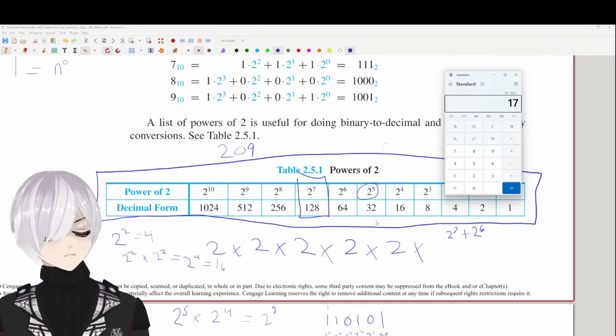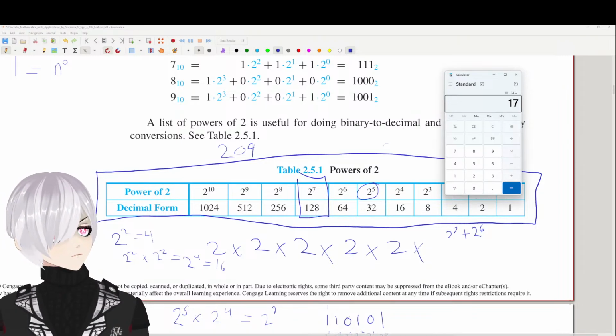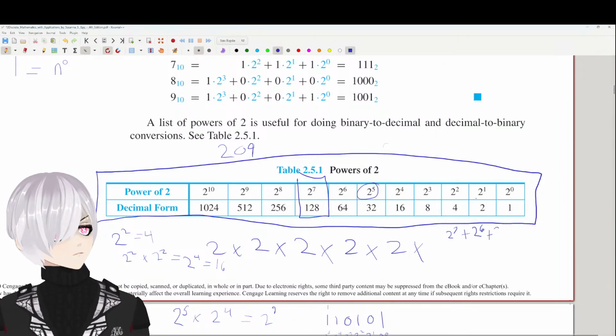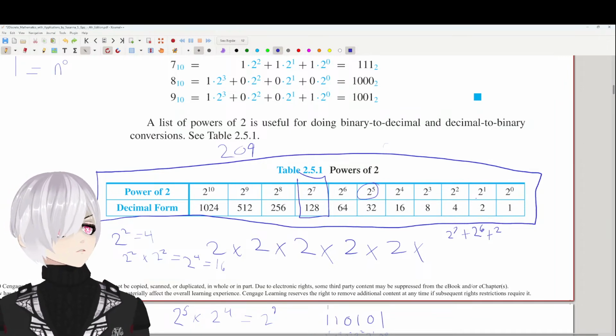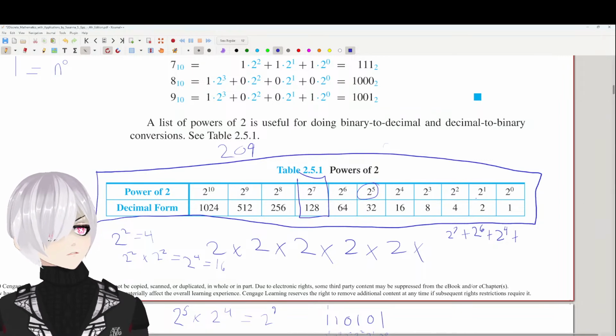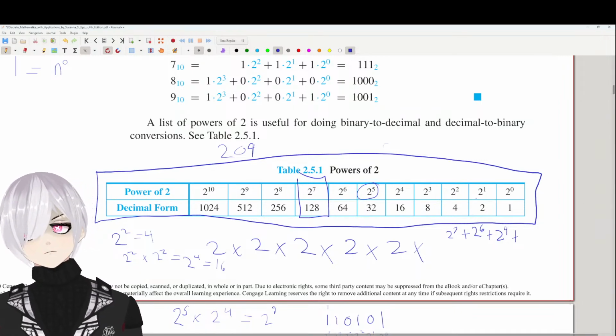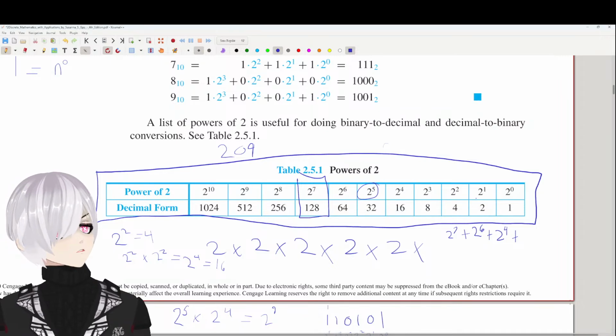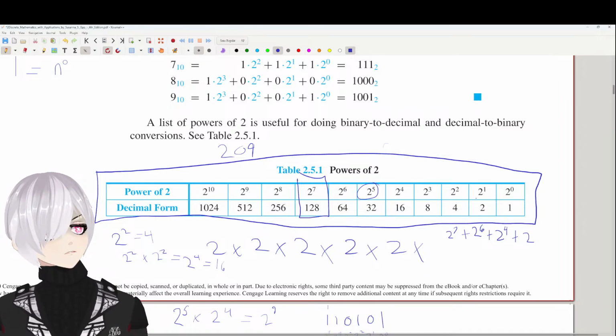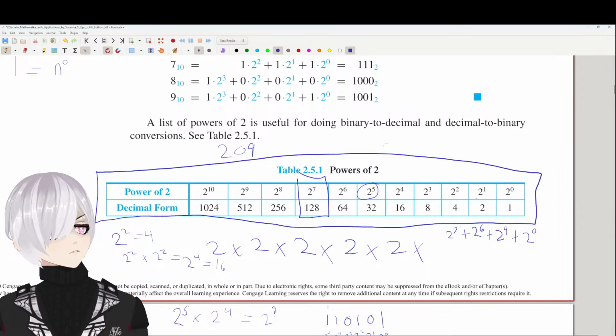So we could squeeze in 16, which is 2 to the 4th. And by the way, that means we're going to have a 0 times 2 to the 5th. Lastly would be 2 to the 0.